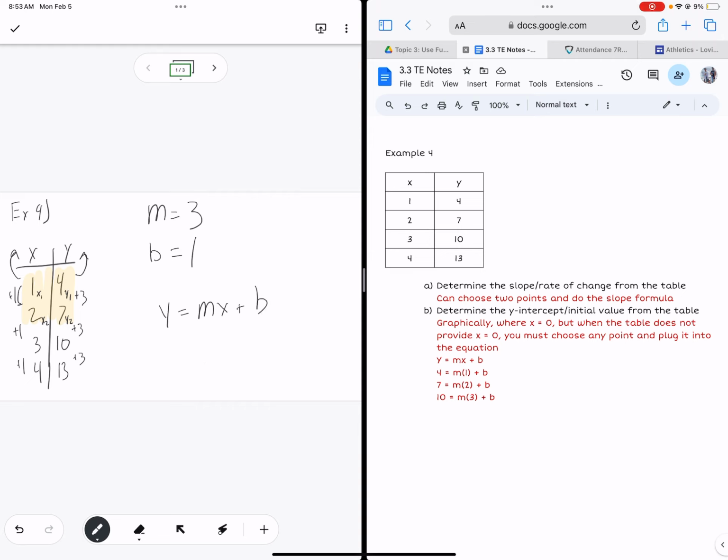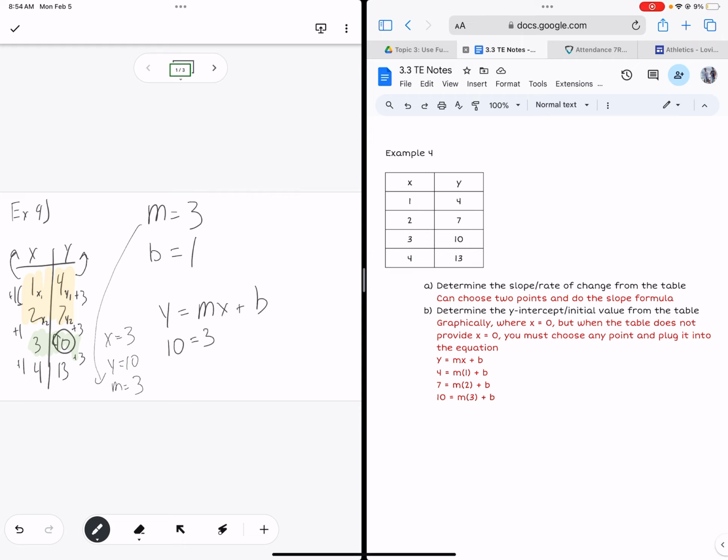Well, choose any point. Choose a point, anyone. Let's use the point 3, 10. If I use the point 3, 10, which one's my x value? 3. So x equals 3, and y equals 10. And then I know that m equals 3 because we already found that, right? So I'm going to take a point and plug it into the equation. So y is 10, equals 3, which I get from my slope, times x, which is 3, plus b.